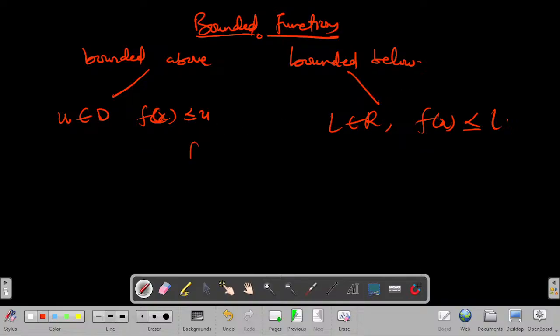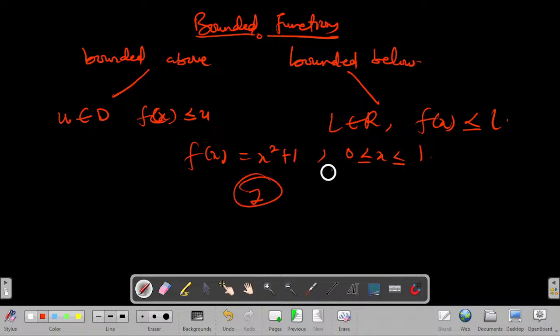If I give you f of x equal to x squared plus 1 within the interval 0 less than or equal to x less than or equal to 1, I can genuinely say that 2 is an upper boundary of this function. So far as I'm within this interval from 0 to 1, the highest I can get is when I put 1, I get 2. So 2 is an upper bound. The lowest I can get will be what? So this one is for upper boundary.